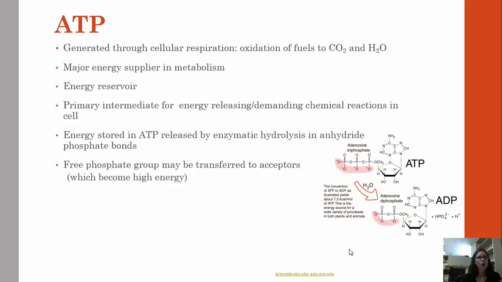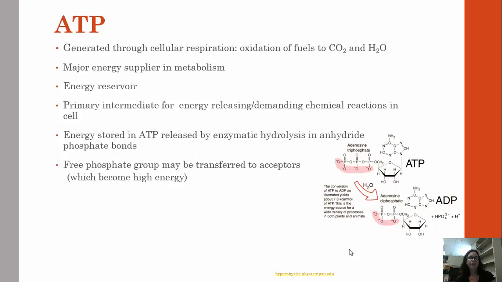Okay, so ATP is primarily generated through cellular respiration. That is the oxidation of fuels to form carbon dioxide that we exhale and water. ATP is a major energy supplier in metabolism, and it's a really neat molecule because it serves as an energy reservoir because it stores all that energy in those phosphate bonds.